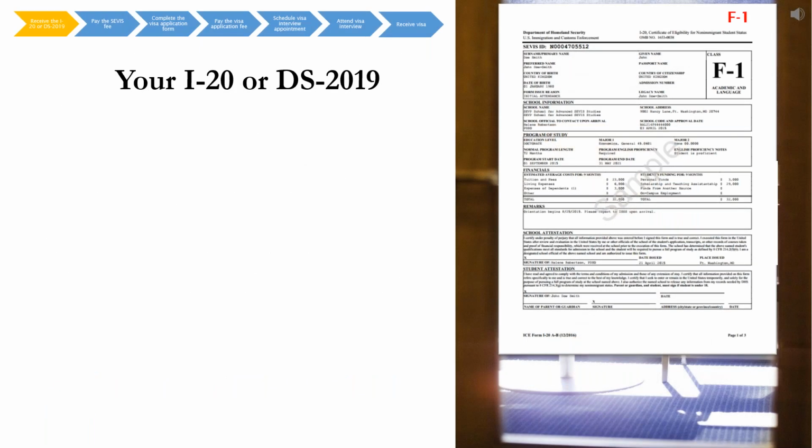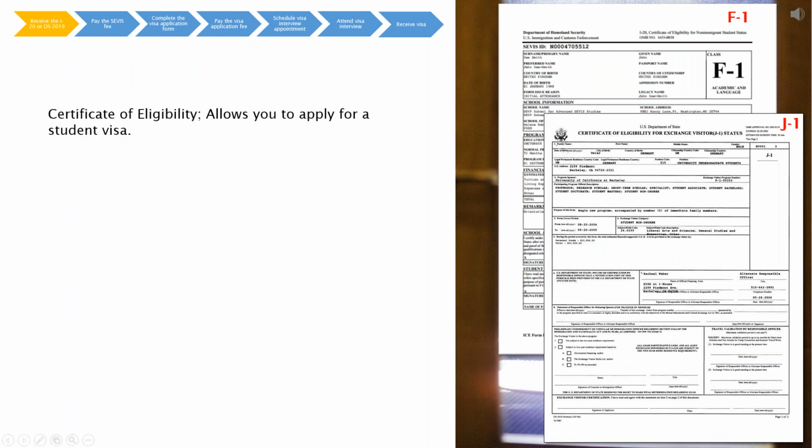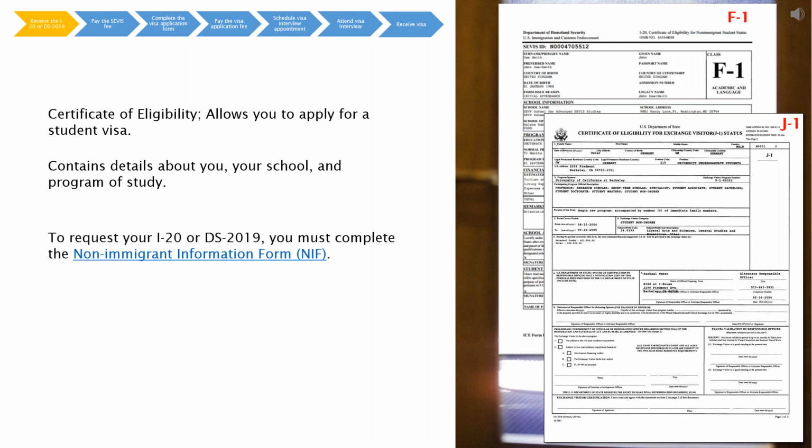Okay, and then a little bit about your I-20 or DS 2019. The F1 document is the I-20 and the J1 document is the DS 2019. These are certificates of eligibility, so they allow you to apply for a student visa. They contain details about you, your school, and your program of study. To request this document, you have to complete the NIF form online, and then our office mails this document to you.